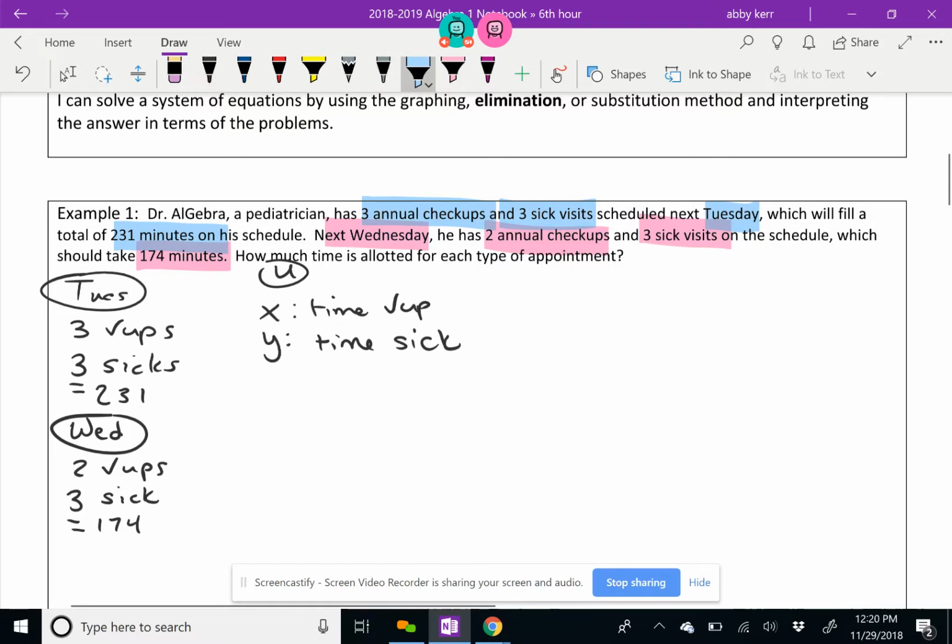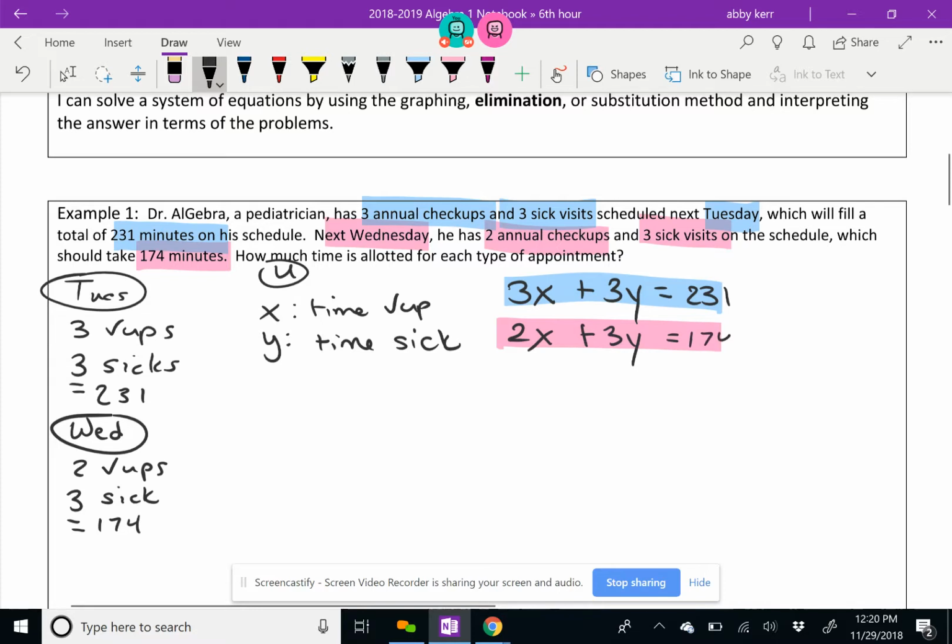What I mean by that is for my Tuesday, there were 3 checkups, so that's my 3X, plus my 3 sick, which is my Y, equals a total of 231. Whereas my Wednesday equation, we have 2 checkups, which is my X, plus 3Y equals 174.